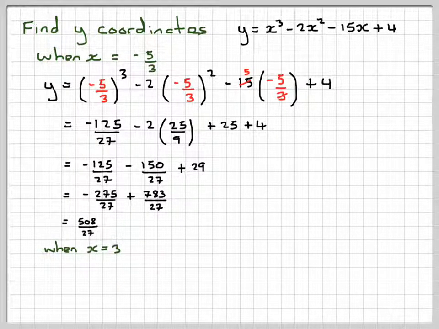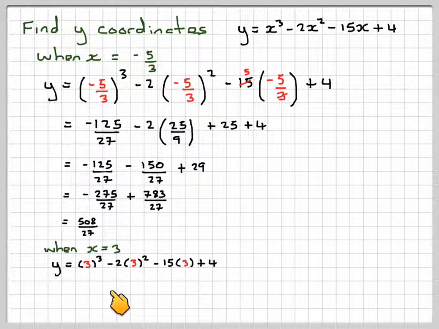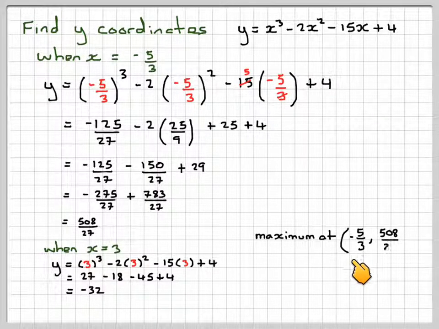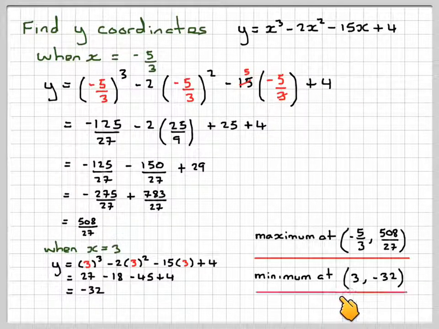When x is equal to 3, this is a bit easier, we've got 3 cubed minus 2 times 3 squared minus 15 times 3 plus 4, which is 27 minus 18 minus 45 plus 4, which is minus 32. So in conclusion, the maximum is at minus 5 over 3, 508 over 27, and a minimum at 3, minus 32.